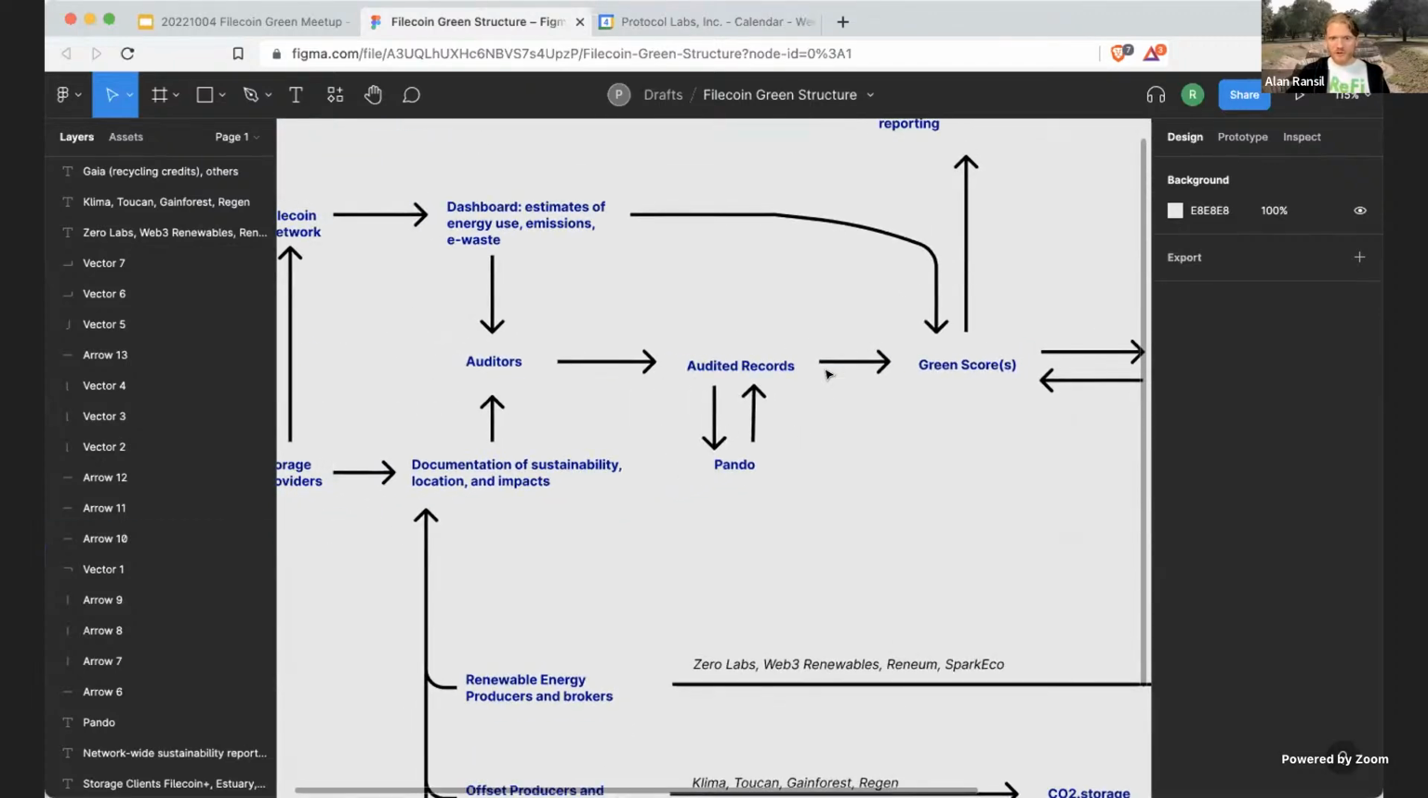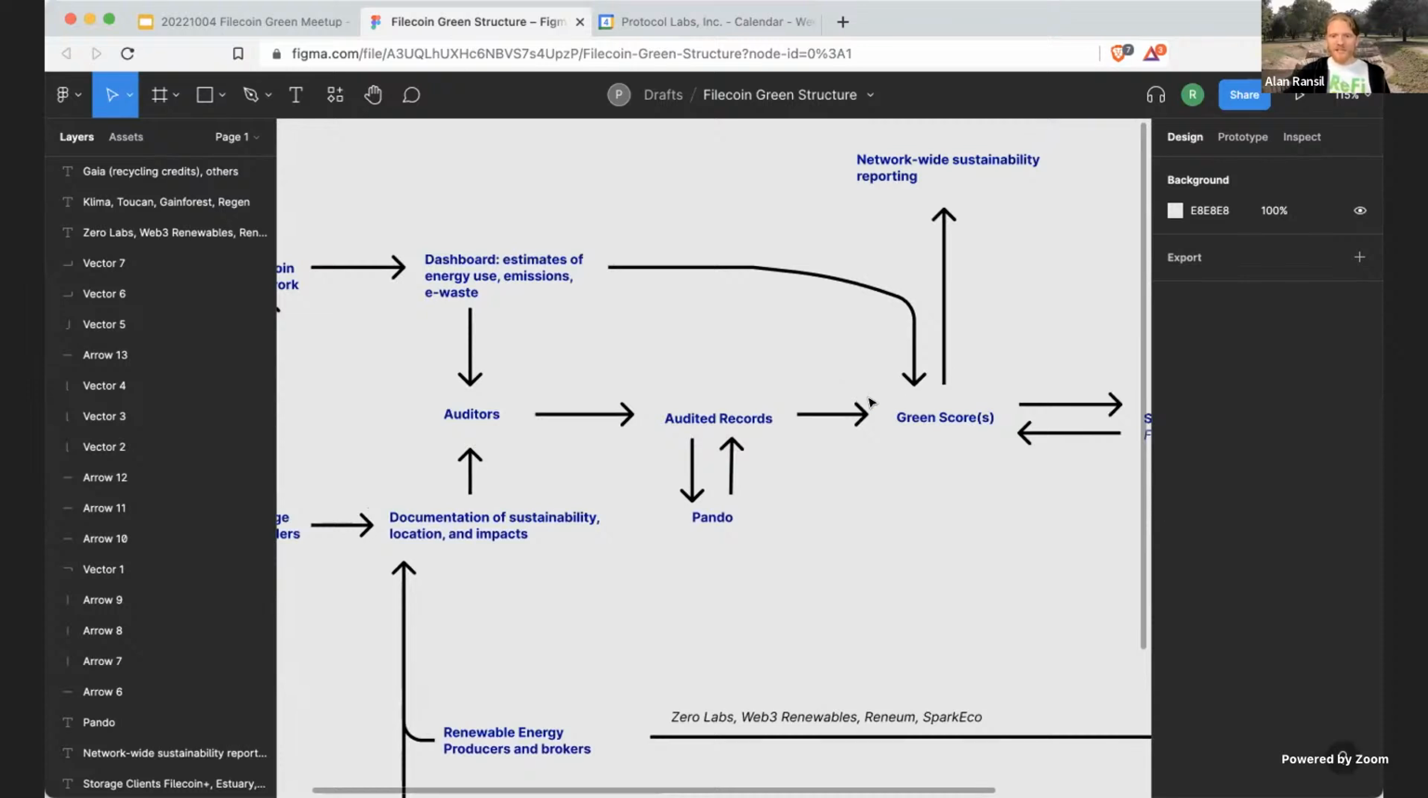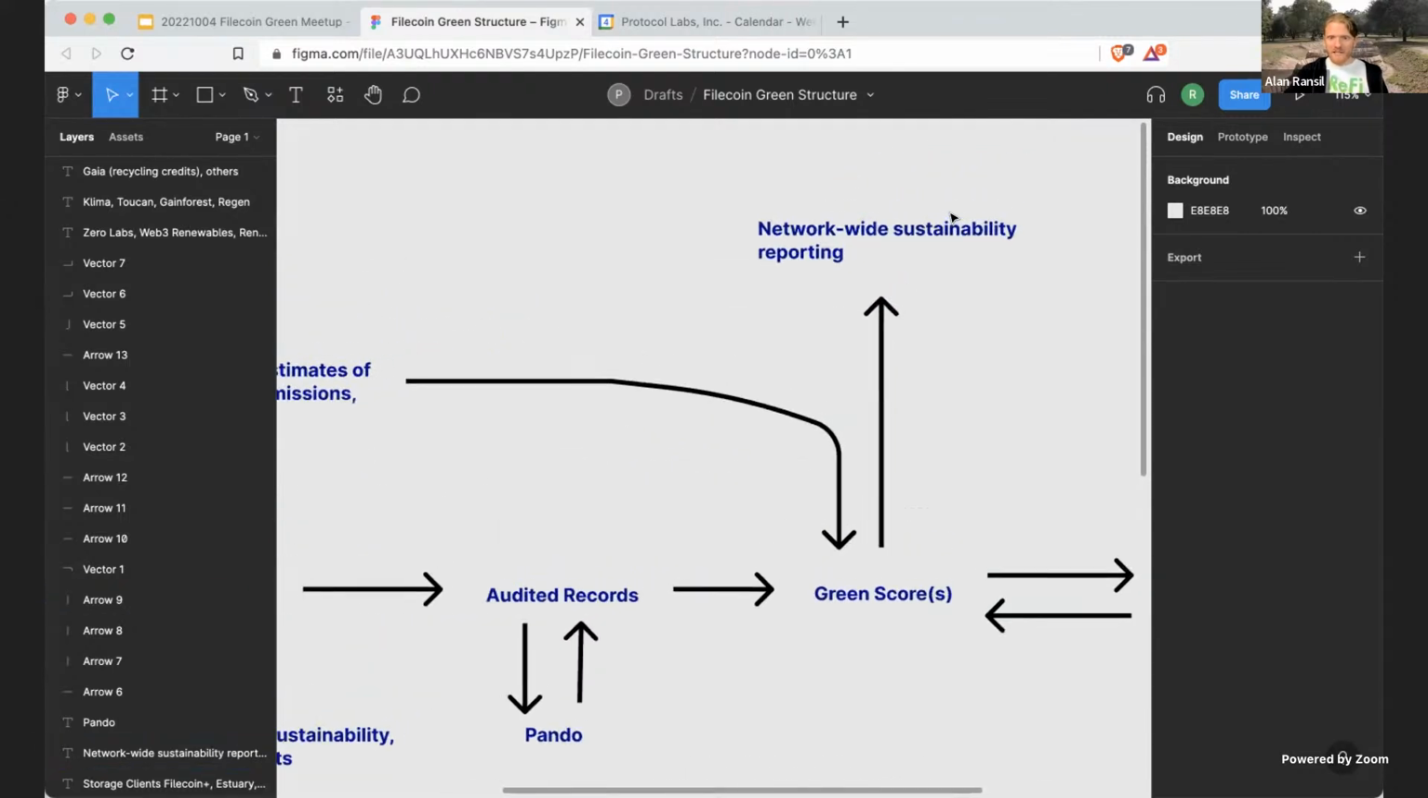So there's both of those different tracks to get as much information as we possibly can about the energy use and other environmental impacts of storage providers from all these different sources and have them converge. Then the goal is to go from green scores and information that we have for individual storage providers to the level of network-wide sustainability reporting. So this is something that is really cutting edge for how we think, as a broad community interested in ESG and interested in sustainability, about going from sustainability claims at the level of an individual entity, right?